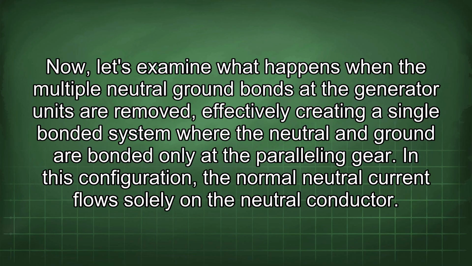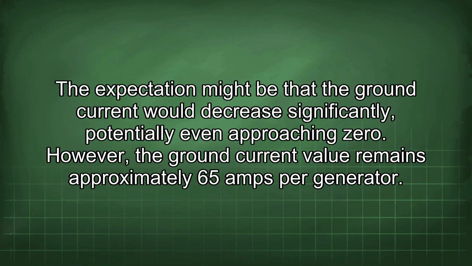Now, let's examine what happens when the multiple neutral ground bonds at the generator units are removed, effectively creating a single bonded system where the neutral and ground are bonded only at the paralleling gear. In this configuration, the normal neutral current flows solely on the neutral conductor. The expectation might be that the ground current would decrease significantly, potentially even approaching zero. However, the ground current value remains approximately 65 amps per generator.